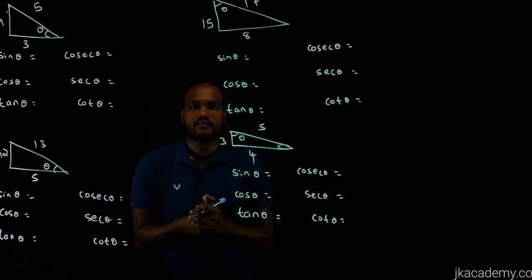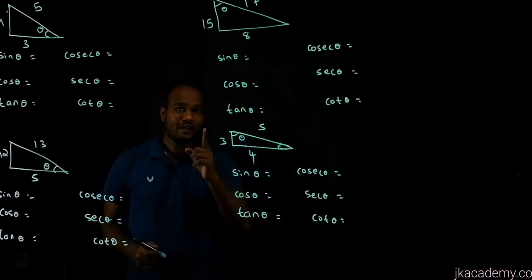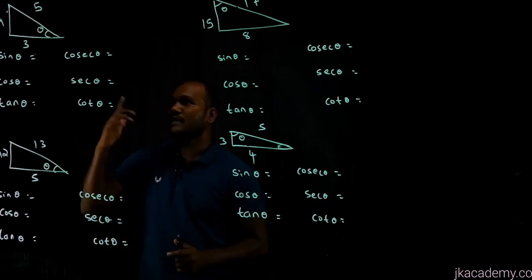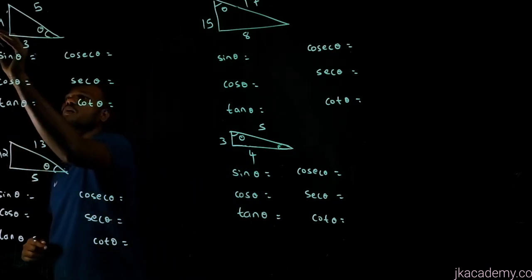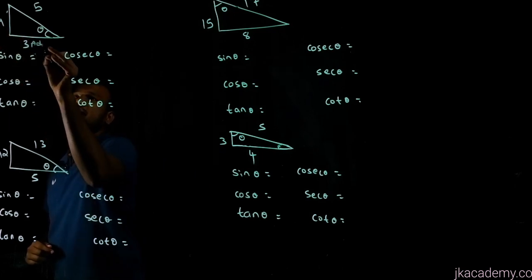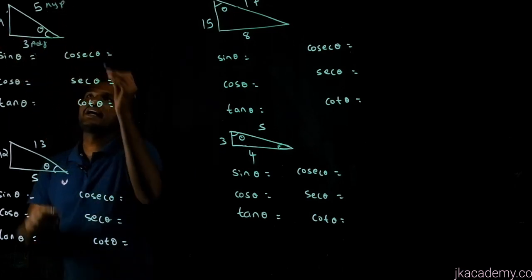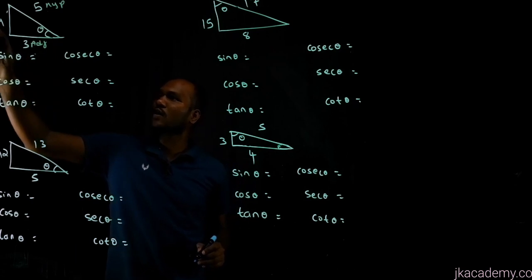Pause right now. Okay. I hope you have attempted the question. Okay, let's solve. So what is the first thing we have to know? We need to know which is opposite. For this, this is an opposite. This is an adjacent. This is a hypotenuse. Bigger side is hypotenuse. Opposite to it is opposite.